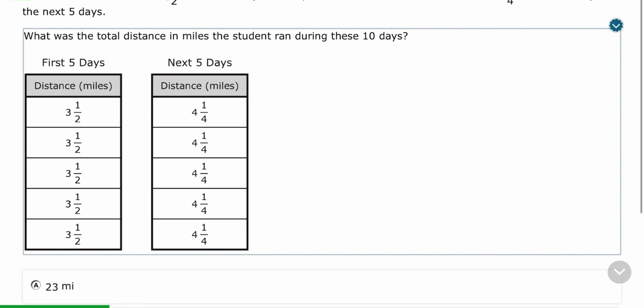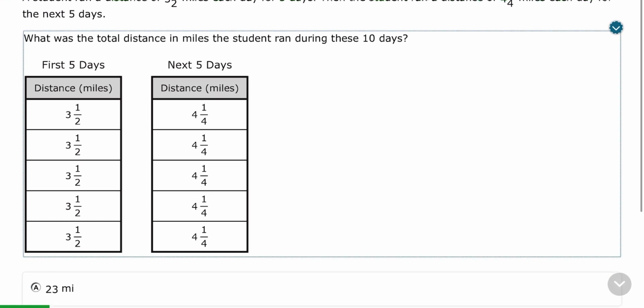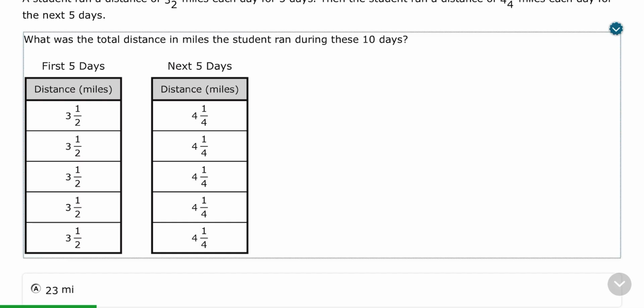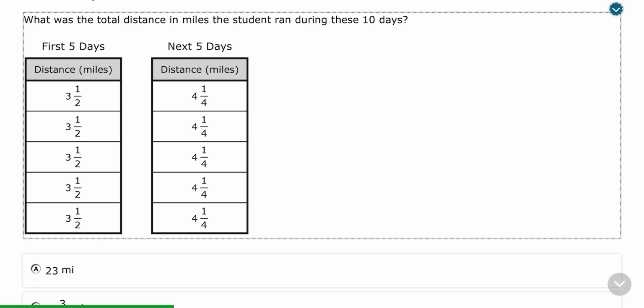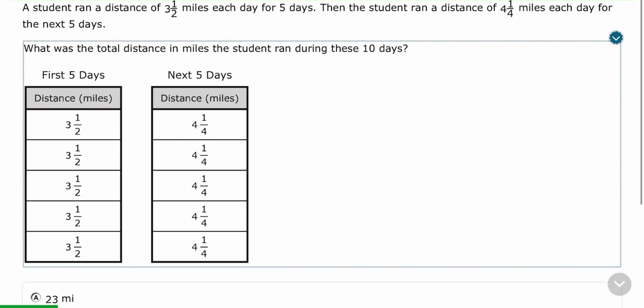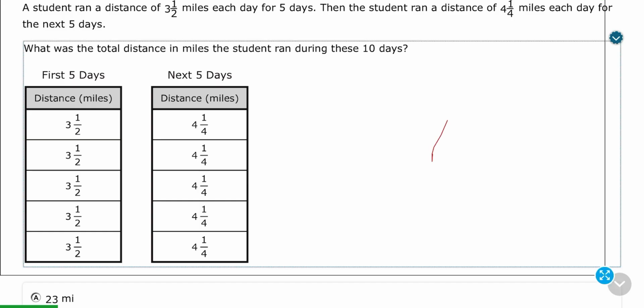In order for us to add, there's different things you can do. The main thing we're going to be doing here is adding, whether you add as fractions or you add as decimals. I'm going to be using our graph and draw feature here so that I can use the pen. So for these first 5 days, 3.5, I can convert it to 3.5 or 3.50. And that's for the first 5 days.